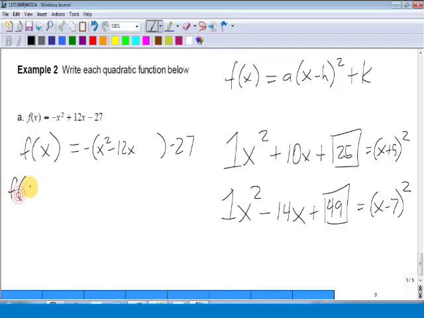f of x equals the negative of (x squared minus 12x plus what? 36. Well, half of negative 12 is negative 6. Square that, get 36. So plus 36.